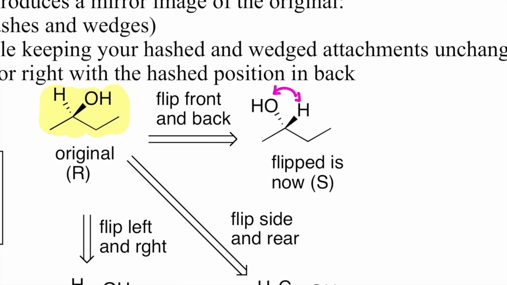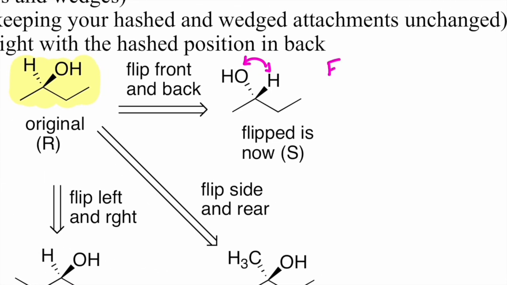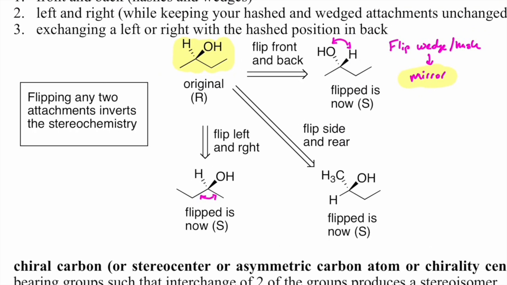And you're flipping the OH and the H. So we flipped the wedge and the hash. That becomes a mirror. If you look at these two, they are mirror images of each other. You may not feel like it right now, but if I turn this around, and you put them up next to each other, they are mirrors. Here, I should have written this before, I flipped maybe the front and the back. And that again becomes a mirror.